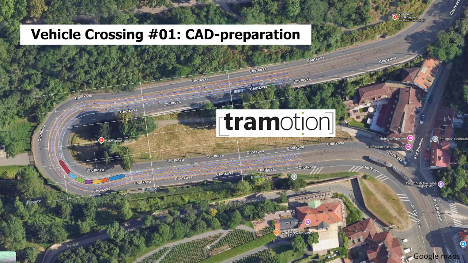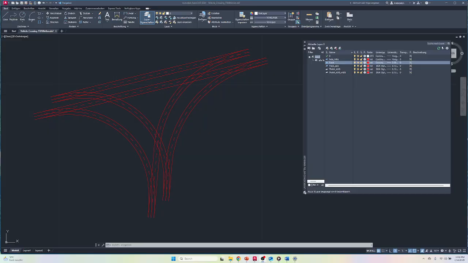TRAMotion, software for calculating envelopes. Vehicle crossing, video number 1, preparation of the tracks using AutoCAD. In cases where a vehicle crossing analysis is required, TRAMotion offers appropriate features to perform this task precisely. In this video, we will show you the steps, how CAD data is correctly prepared for such an analysis.